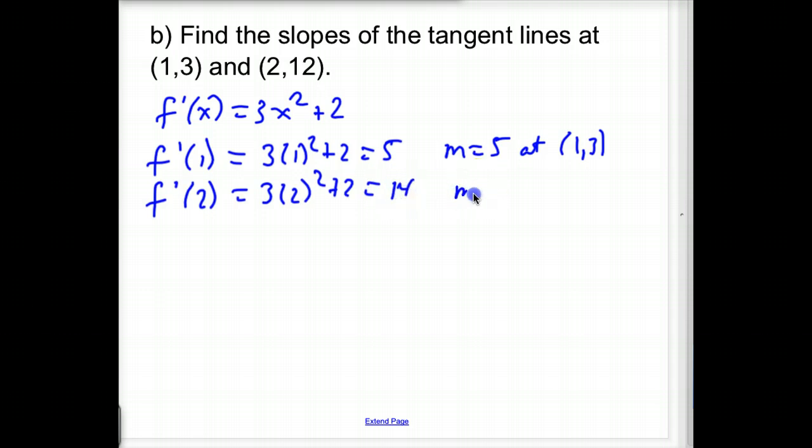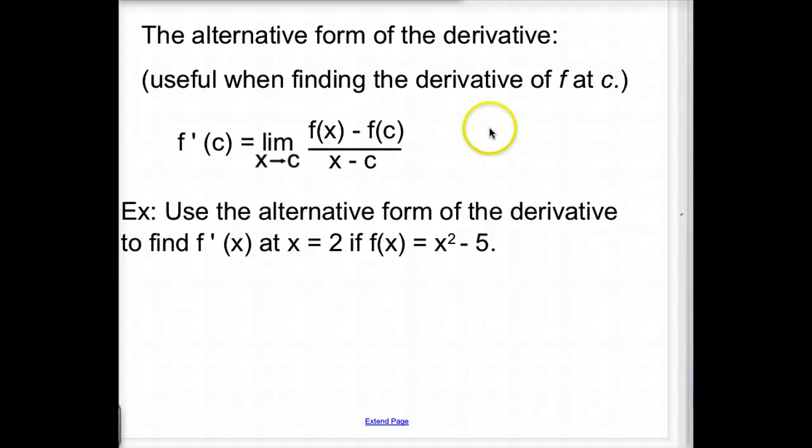14. So the slope would be 14 at the point (2, 12). Pretty steep there. The alternative form of the derivative is useful for finding the derivative of f at c. You just use the original function minus f of c, all over x minus c, and you're finding the limit as x approaches that c. So let's do that example.